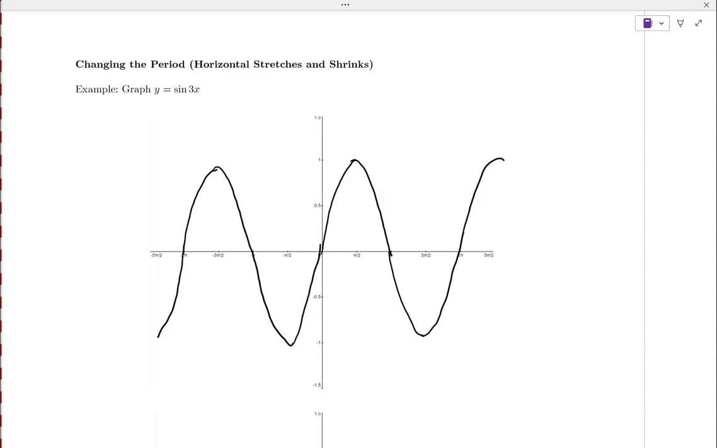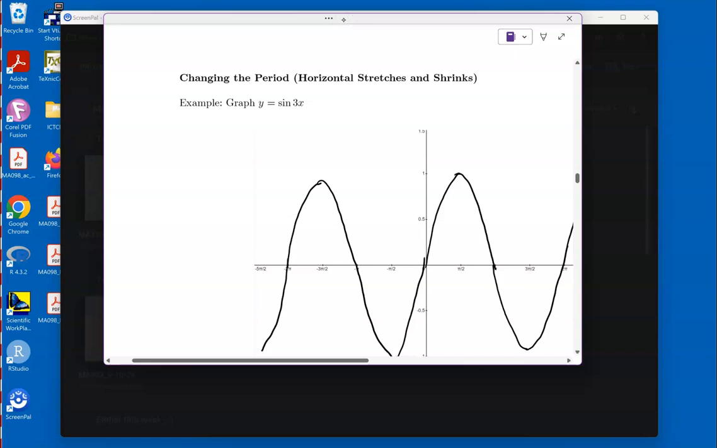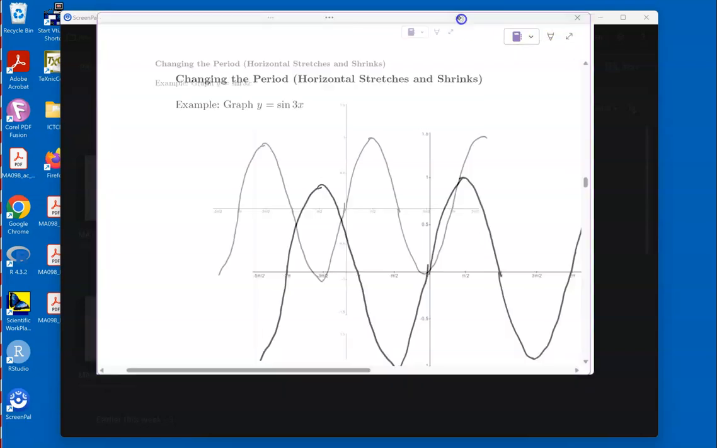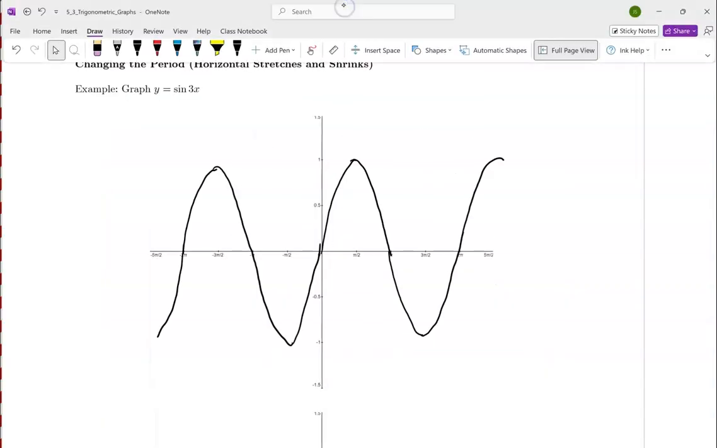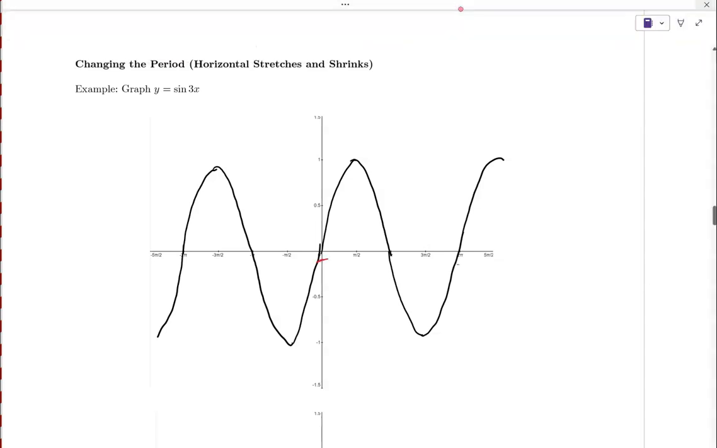I need to make this draw 3 times as fast. Do not draw this next piece, by the way. I'm going to draw it, but I'm going to erase it after I'm done. I want a different color. There we go. All right. So if I do this 3 times as fast, from 0 to pi over 2, I need to draw in 3 periods.